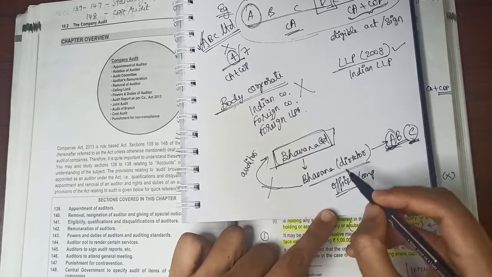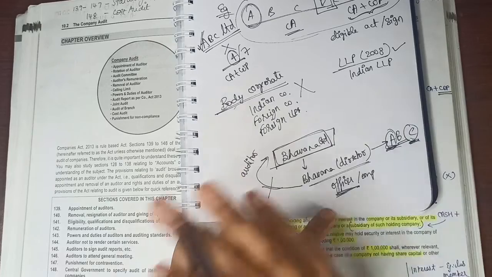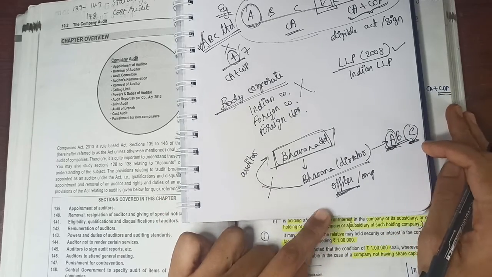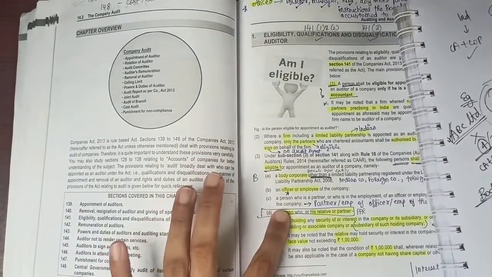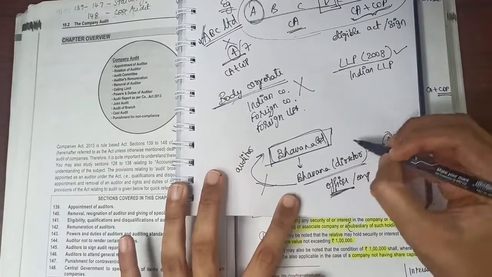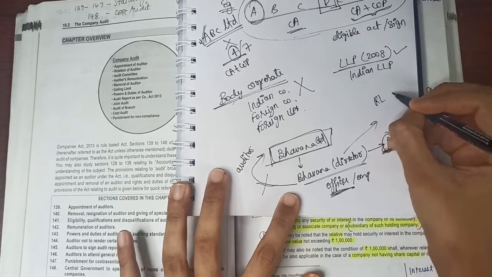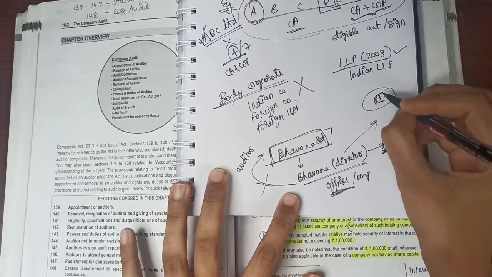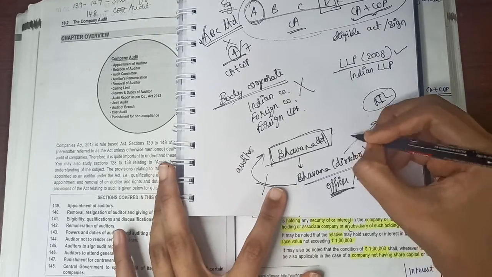A partner or employee of the officer or employee cannot be the auditor. Okay, that is what is said in the third point here. Suppose I want to audit Reliance Industries. Is it possible? Yes, it is possible.